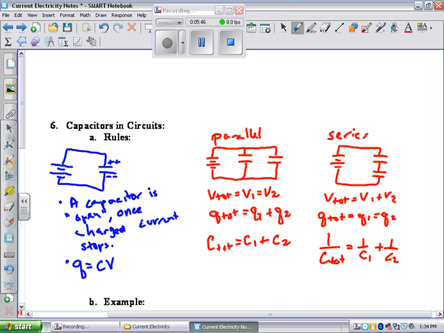So they're very, very similar to resistors. The only difference is the capacitance rules switch. It was reciprocal for parallel for resistors. For capacitors, it's reciprocal for series.